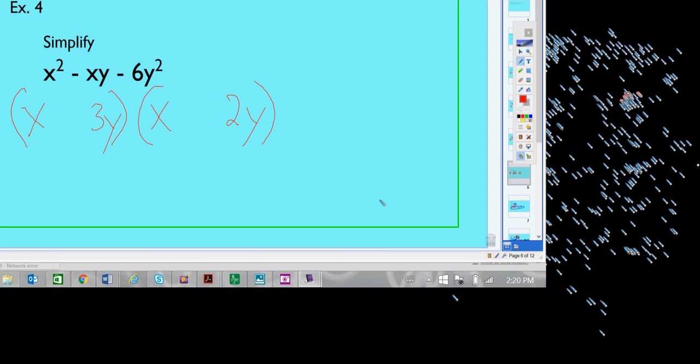Now remember what I said. Signs are different, right? And the larger one will get the negative, because I need the negative to win the fight here. So the negative goes where? Right here. And then the positive goes here. So when I multiply that out, I'll end up getting that.